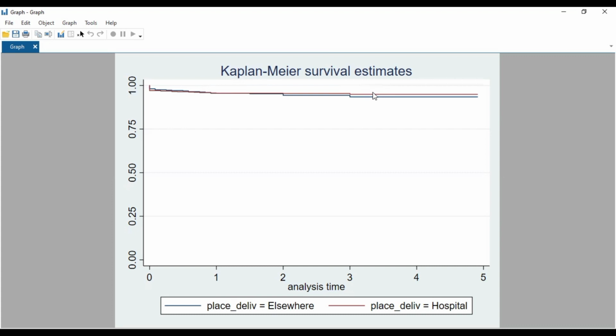So since this is higher than this one, it tells us the survival rate is higher in the hospital compared to elsewhere, or the death rate in the hospital is lower compared to the death rate elsewhere, at any other place apart from the hospital. So this is how you can do comparison between groups using the Kaplan-Meier estimate.